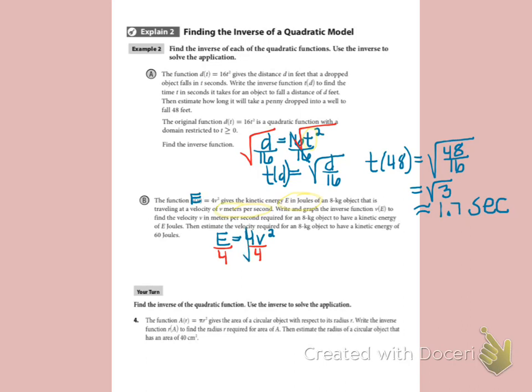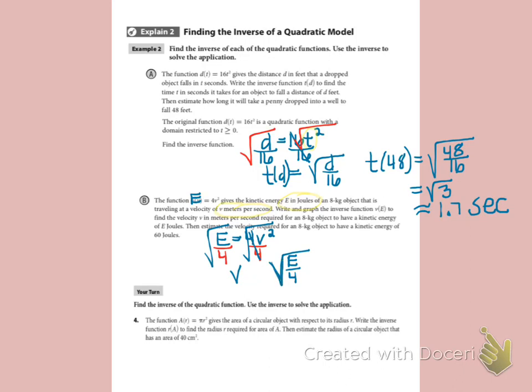So I take the square root of both sides, and now it's going to cancel out the squared on the v. I've canceled out the 4's already. So that gives me v is equal to the square root of E over 4. And there again, that 4 is a perfect square, so if you want to go ahead and pull that out, you can. Sorry about that.